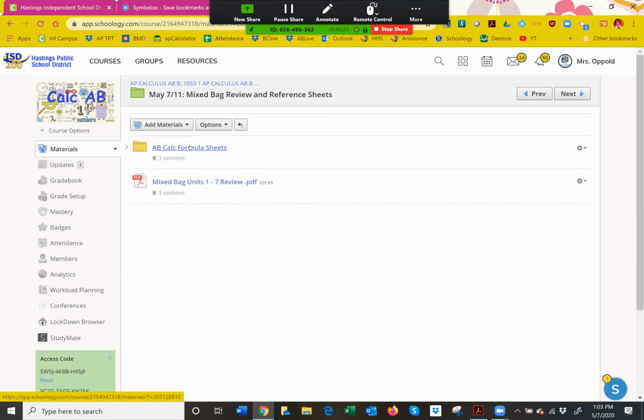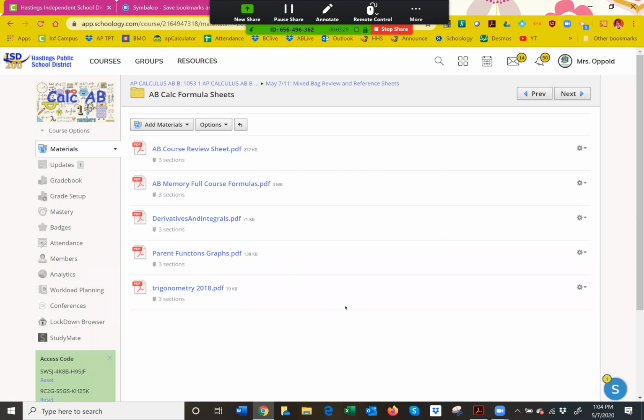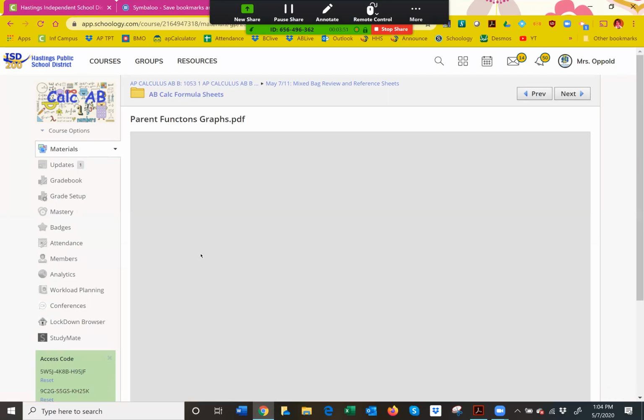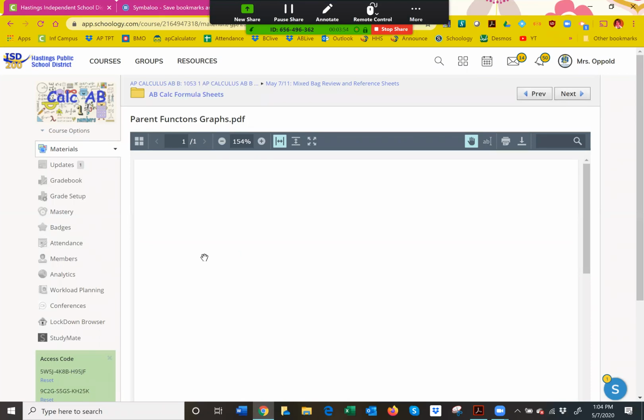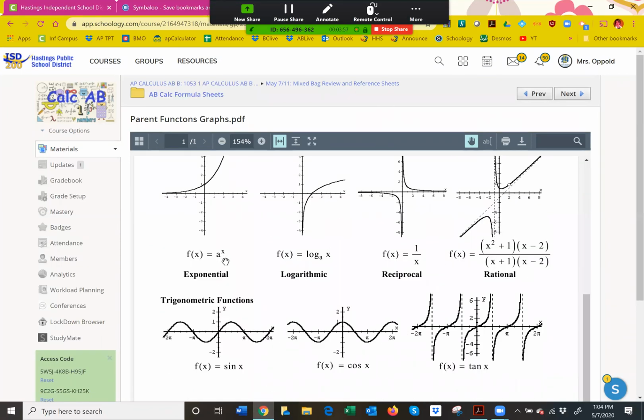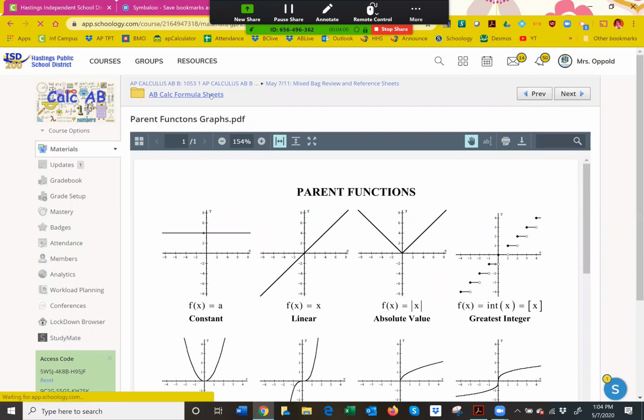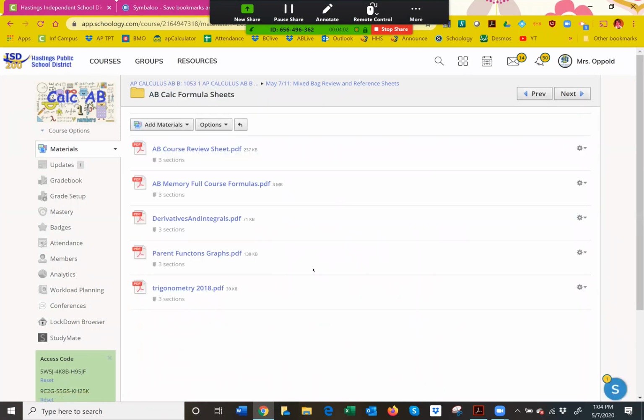There is a folder that shows AP Calc formula sheets. I just dropped in there all the good formula sheets. I think this derivatives and anti-derivative one is the same as your gold sheet, but in case you're missing your gold sheet, you've got that. The trigonometric one is also on your gold sheet. I think it's a separate gold sheet. Parent functions just shows the shapes. If you want that as part of your reference collection, that'd be good.